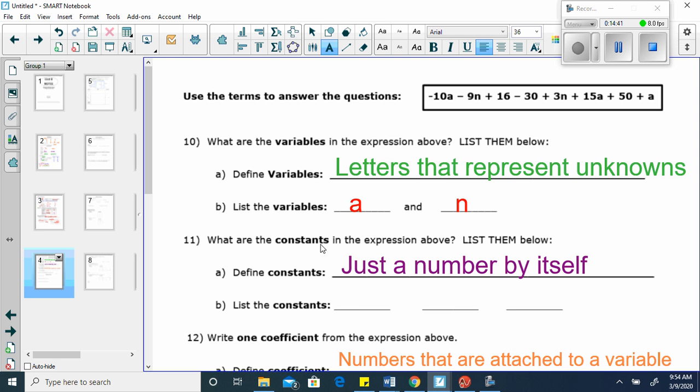Constants. Constants are just the numbers by themselves. Okay, so it's just a number by itself. Okay, it does not have any variable attached to it, nothing. What are the constants in this problem? 16, negative 30, and 50. Good.